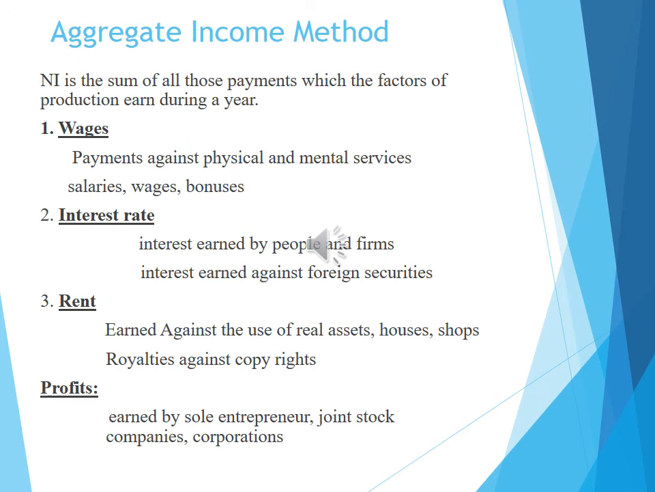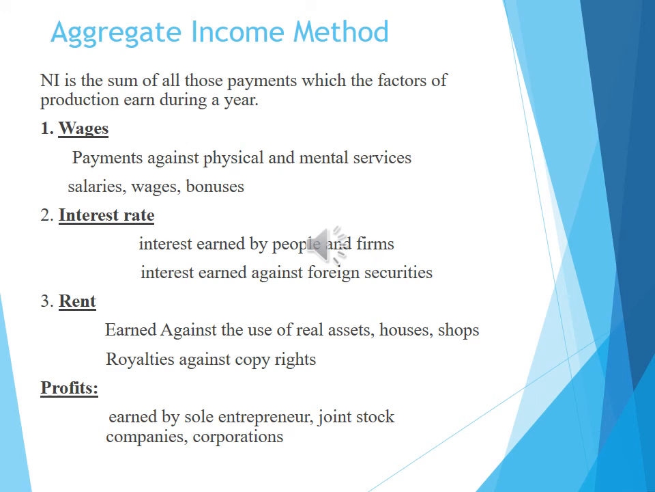The third method of measuring the national income is the aggregate income method. National income is the sum of all those payments which the factors of production earn during a year. The people of a nation work as different factors of production: land, labor, capital and entrepreneurship. And the remuneration of these factors of production are known as wages, interest rate, rent and profits. So if we sum all the wages, interest rates, rent and profits earned by the people during a year, then we will get the total national income.